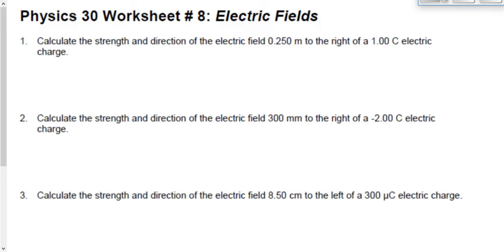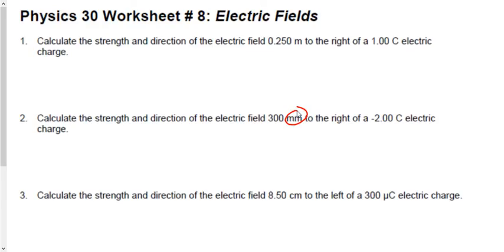Our homework last night was worksheet number 8, 1 to 7. We're going to do 2, 3, 4, 5, and 6 from there. Number 2 says, calculate the strength and direction of the electric field 300 millimeters to the right of a negative 2 Coulomb charge. I'm going to circle that millimeters to draw my attention to that, to remind me that I got to convert that to meters.